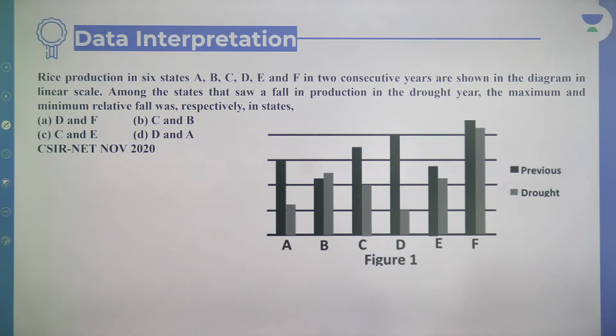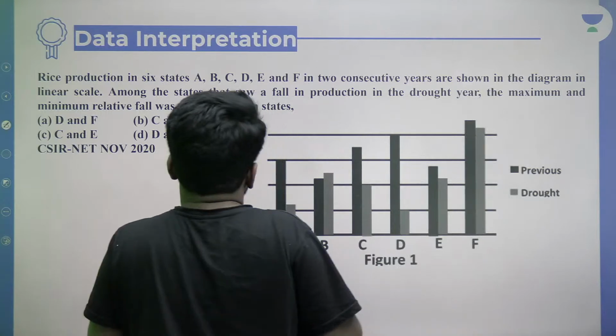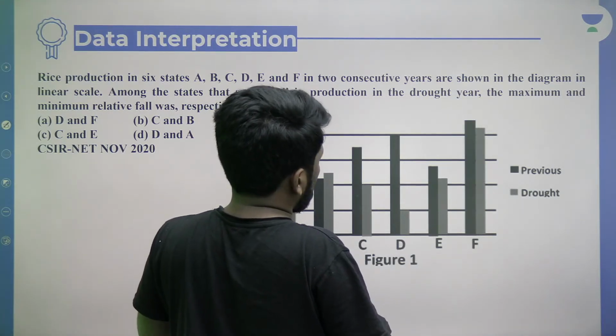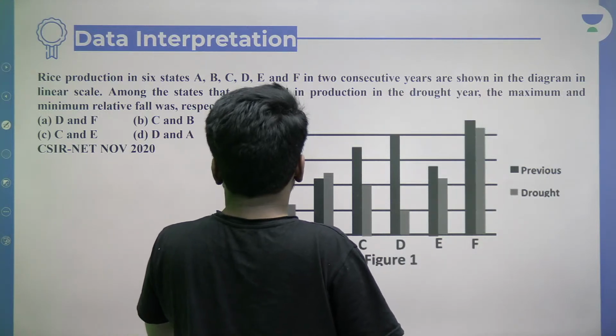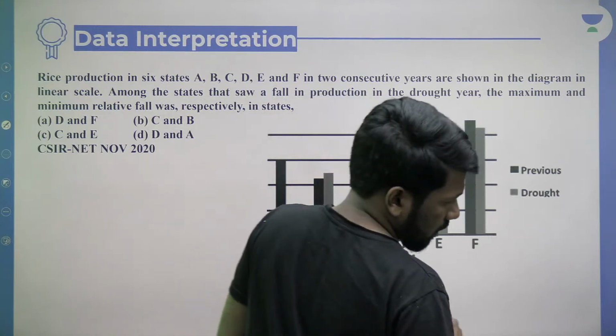Shreya, if time allows, we'll discuss one more question. Okay, many of you got option A. So rice production in 6 states A, B, C, D, E, F in 2 consecutive years are shown in the diagram in the linear scale. Among the states that saw a fall in production in the drought year.